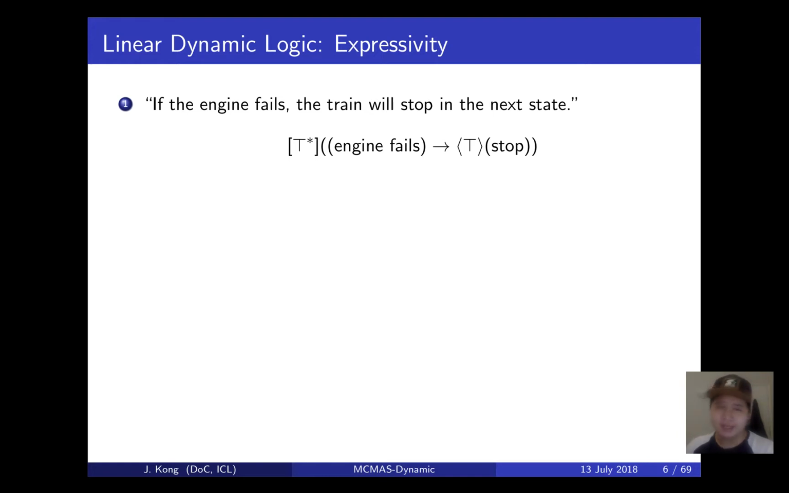So firstly, the safety property. If the engine fails, the train will stop in the next state. We can write this in LDL by considering that this is a global property, so we want it to be true after any possible evolution of the system. So we want to consider the state after any possible path, and that can be expressed by a box top star. So if the engine fails, then we want in the next state, so that's why we have the singular top in the diamond modality there. In the next state, the train will stop.